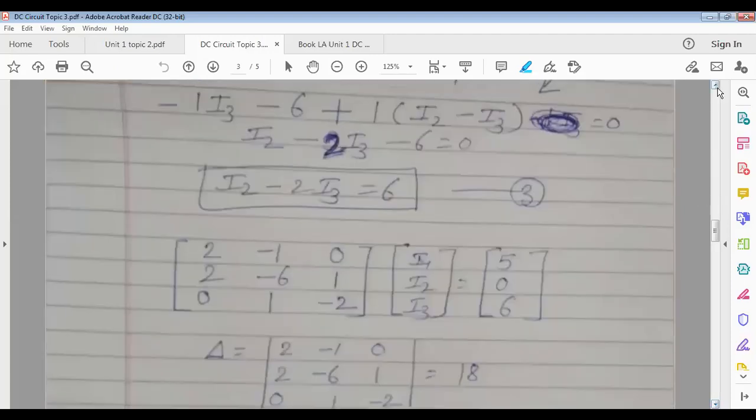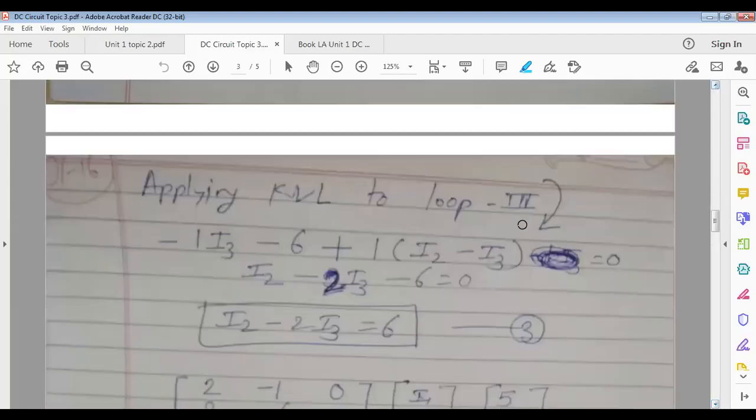Check whether you are getting the same or not. Apply KVL to loop 2. See, here I have not used the loop name. Directly loop 3, clockwise direction. Cross check. Third equation: I2 minus 2 I3 is equal to 6. Getting? Okay, got it everyone?